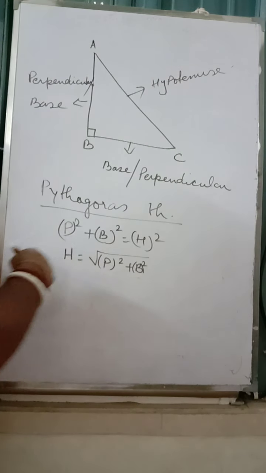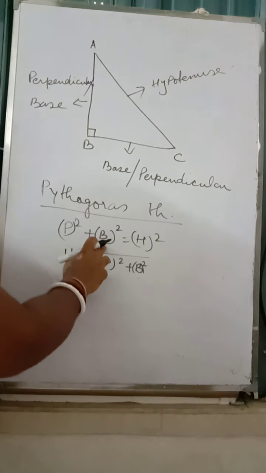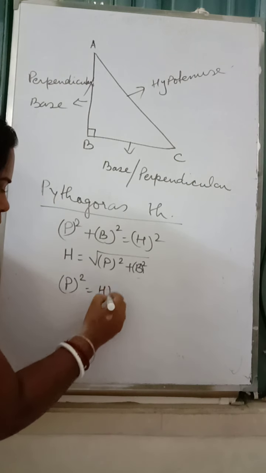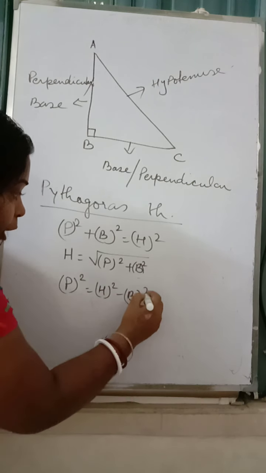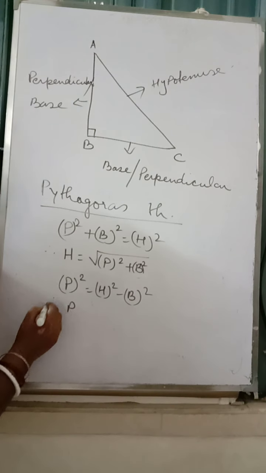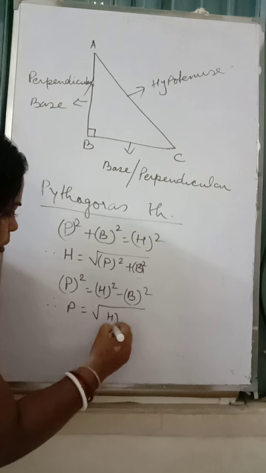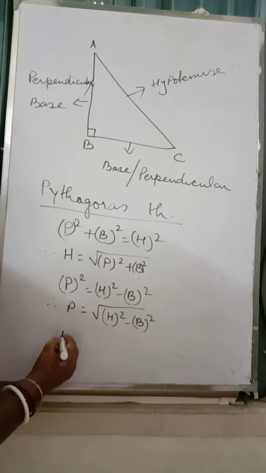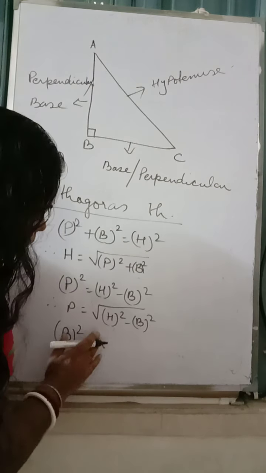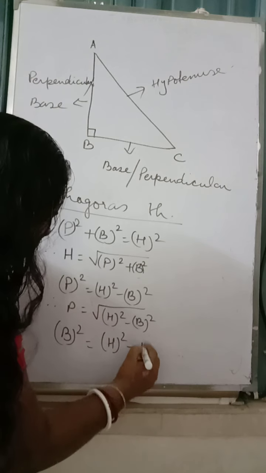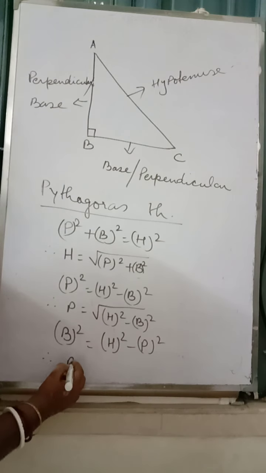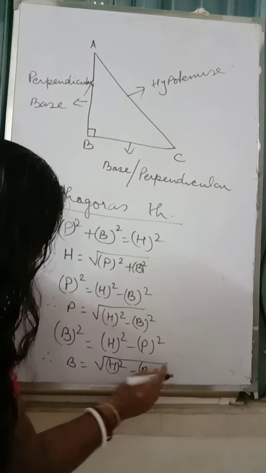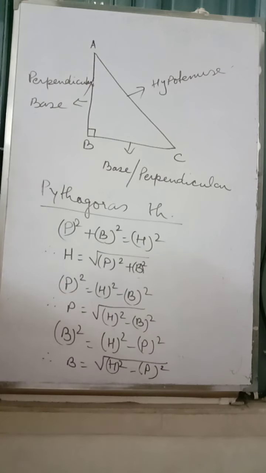Now we have a converse of it. If you have to find perpendicular and the hypotenuse and base are given, what can we find? p square is equal to h square minus b square. If only p has to be found, p is equal to under root h square minus b square. If we have to find base, it will be h square minus p square, or only base, it would be under root h square minus p square. This is the converse of the main formula.